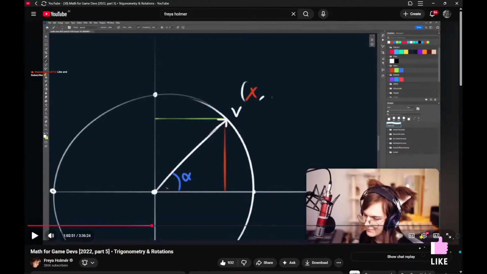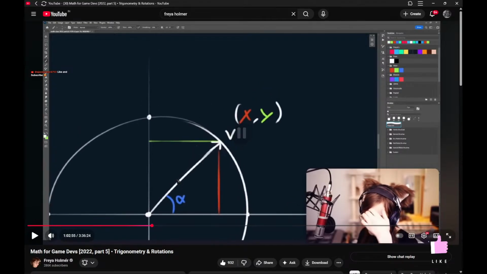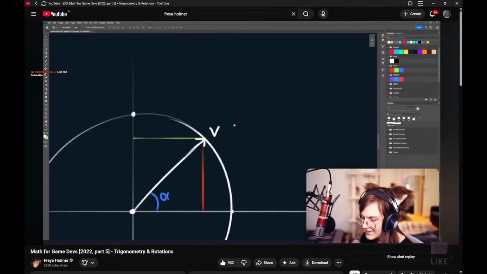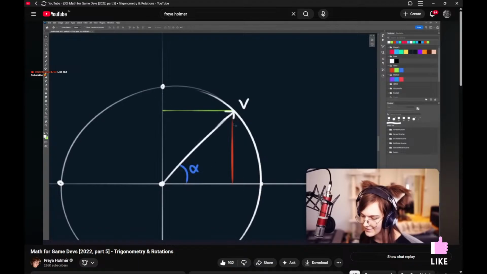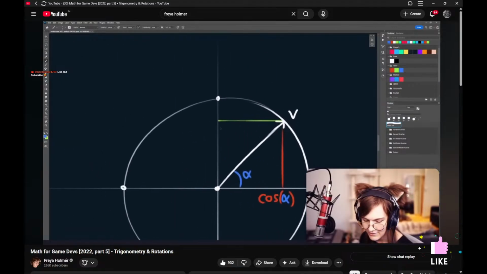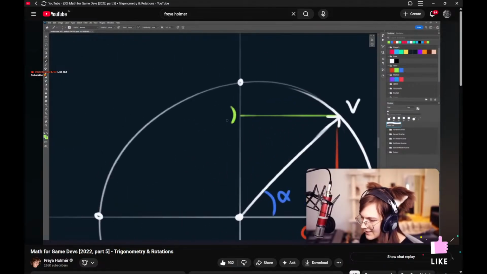Then if you know this angle, what the sine and cosine functions do is that they just give you these two coordinates. And that's basically it. The x-coordinate is the cosine of the angle, and the y-coordinate is the sine of the angle.